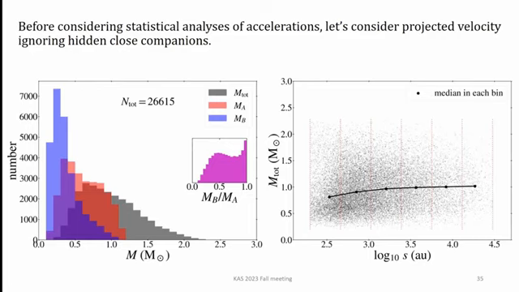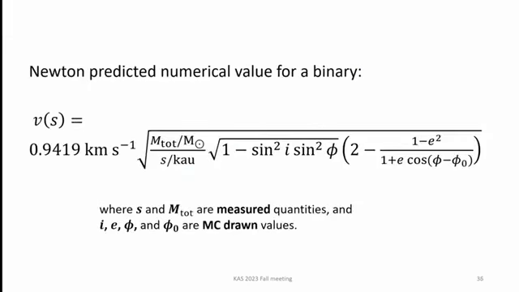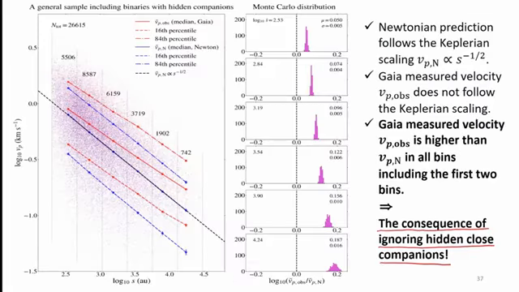Before considering statistical analysis of accelerations, let me consider projected velocities, ignoring hidden close companions. Then it is clearly higher than the Newtonian prediction at all bins. And this is the consequence of ignoring hidden close companions.